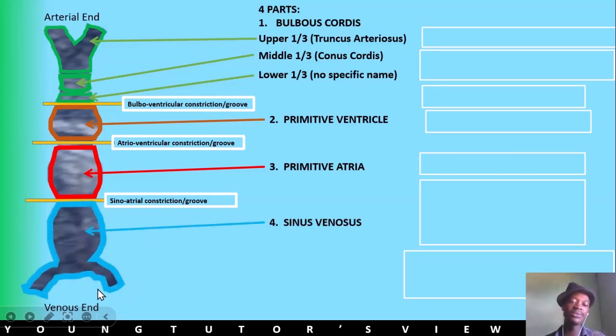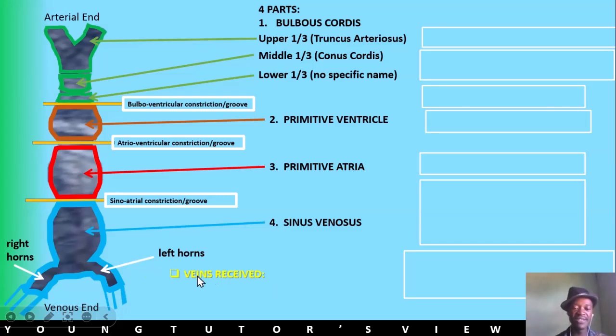The sinus venosus, because this end is unfused, has the left horn here and the right horn. These horns are supposed to receive veins. The veins received by the horns are three on both sides. So three here, and three on this side. So what are the names of these veins that are received by the horns of the sinus venosus? We have a vein called the vitelline vein from the yolk sac.